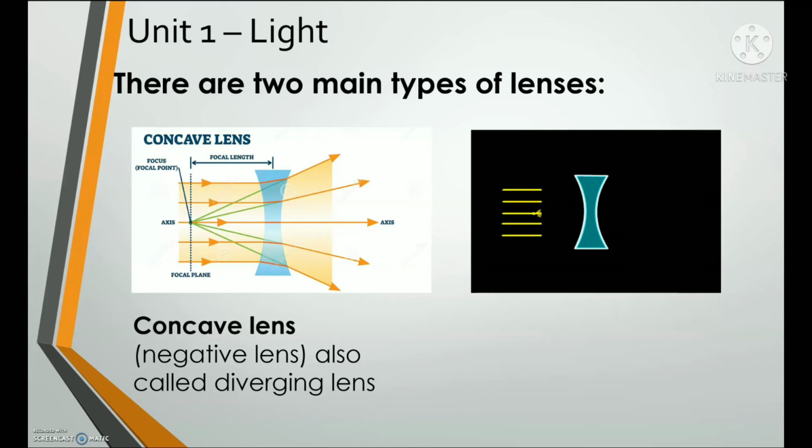Very good. It's the opposite of a convex lens, meaning when the light rays enter the concave lens, the light rays after refraction diverge away from each other. They do not meet at a single point here. They meet backward. Now let's move on to our next slide.